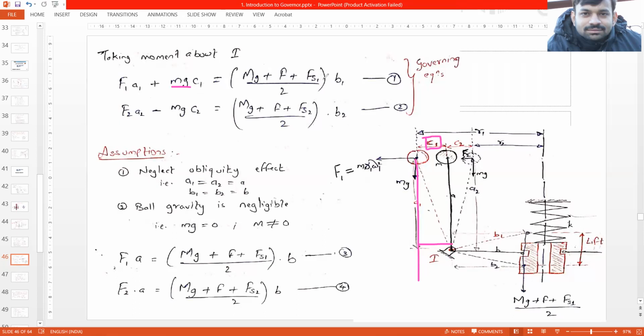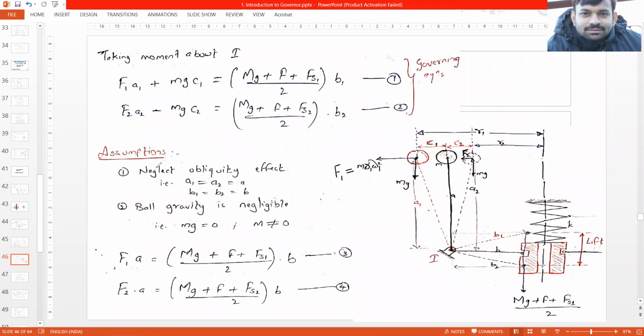So this is C1. Then this force, the direction of force is something like this, and its perpendicular distance is B1, right? For the first position. And similarly, we can write the second equation when the position of the ball is over here. So these are the two governing equations.